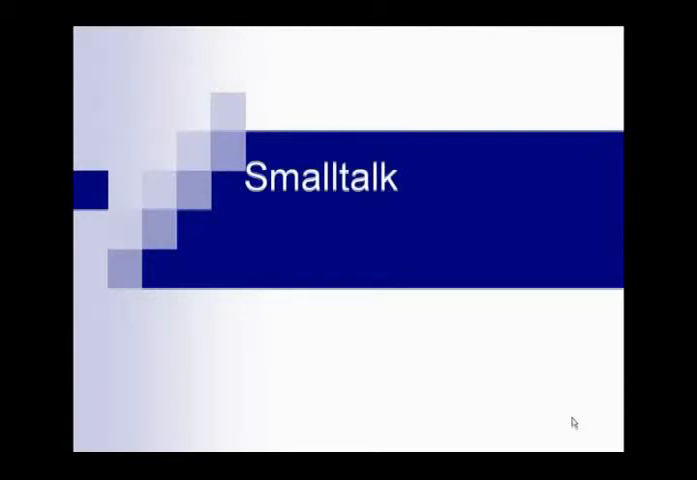There are several pure object-oriented languages. Actually, there are three languages. The first one was Smalltalk. Let's look at what is inside Smalltalk.